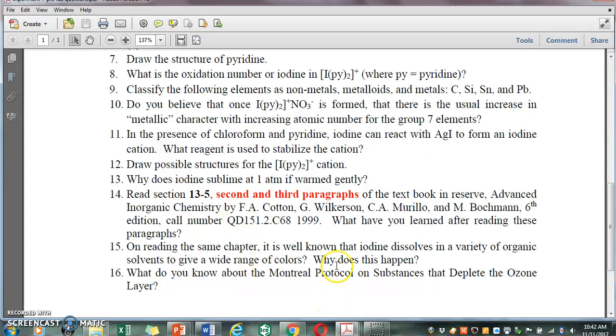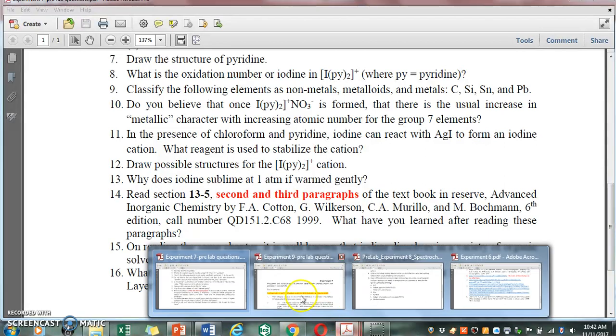Many people said they didn't understand what the Montreal Protocol on substances that deplete the ozone layer is. This is something you can practically check online, just by doing a Google search. I'm really amazed that many of you are not reading.